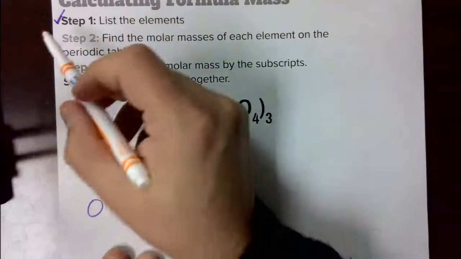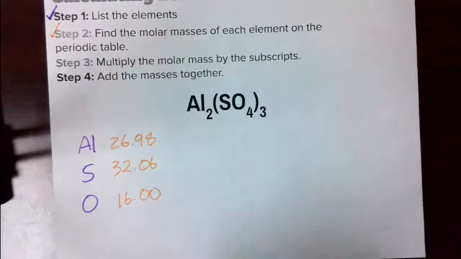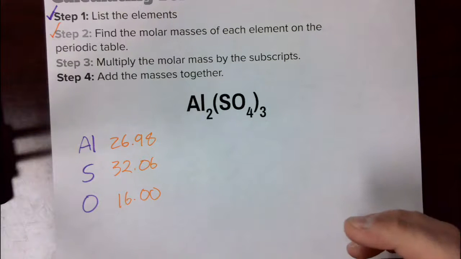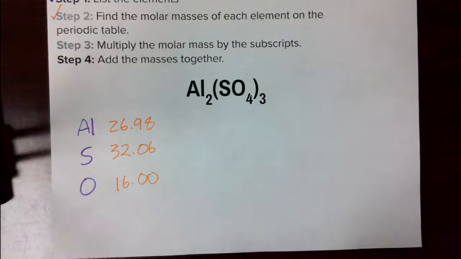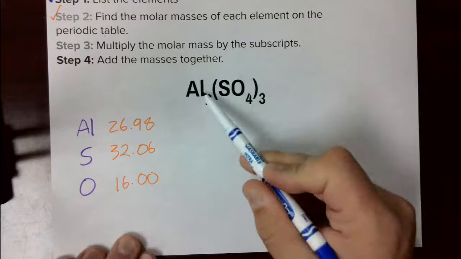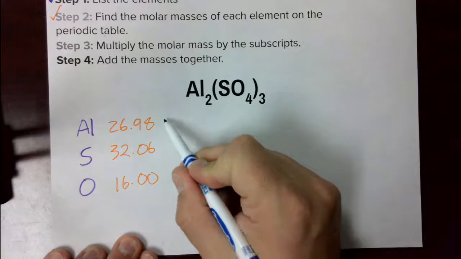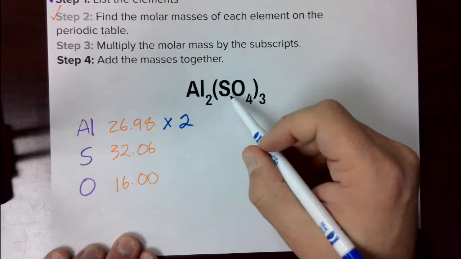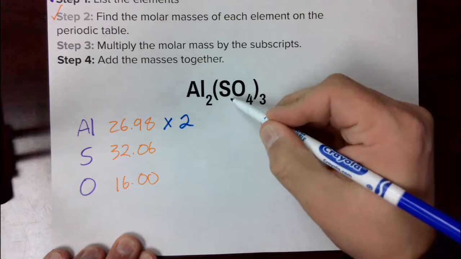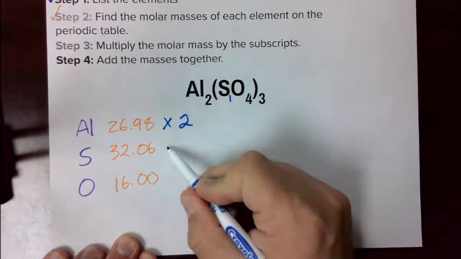Step 2, find those molar masses. Done. Check. Next step is to multiply those numbers, those molar masses, by the subscripts. So we look at the numbers touching each element. 2 is touching aluminum, so we will multiply that by 2. Sulfur is inside the parentheses. There's no number written, so we assume that's a 1. So we multiply by 1.